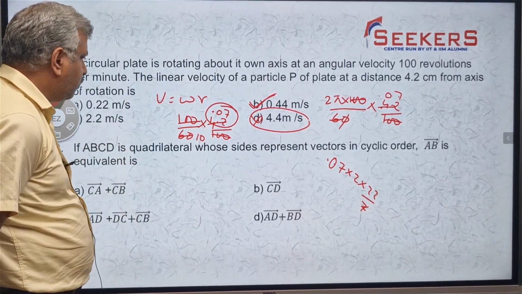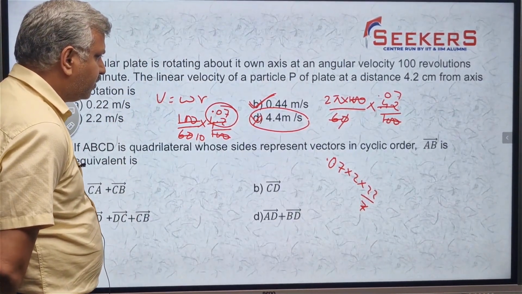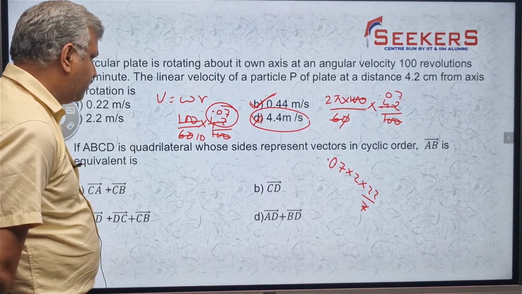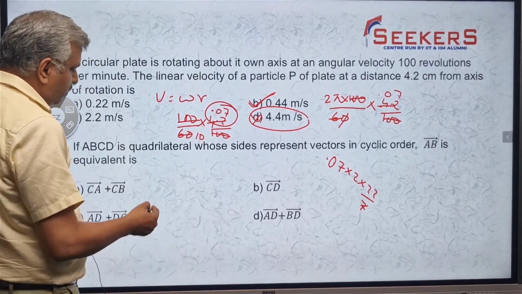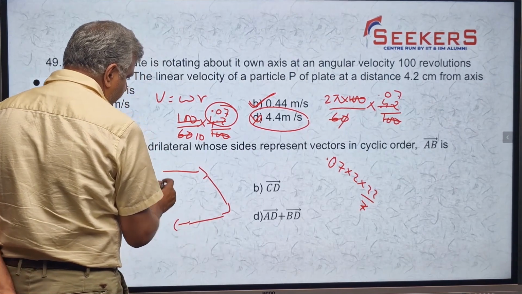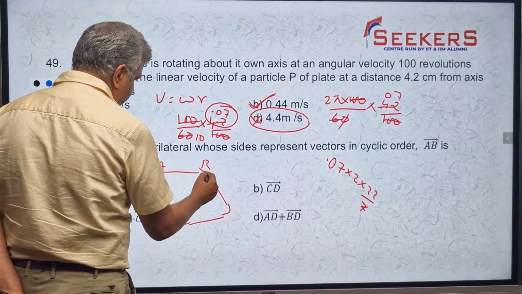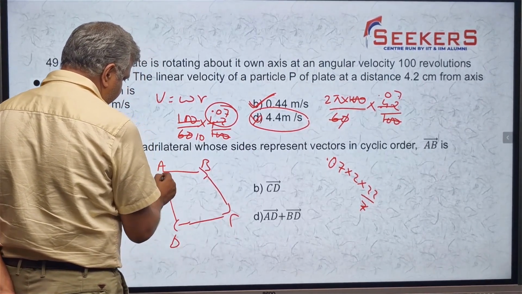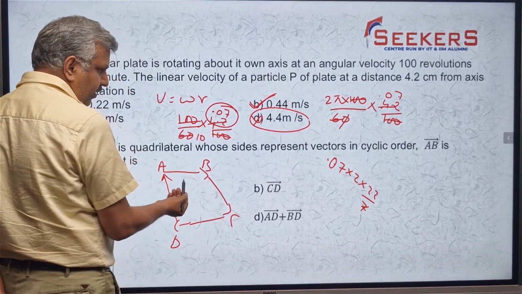If ABCD is a quadrilateral whose sides represent vectors in cyclic order, AB is equivalent to parallel. The polygon law of vectors says that, suppose A, B, C, D and then there is E, the sum of all these vectors is 0.